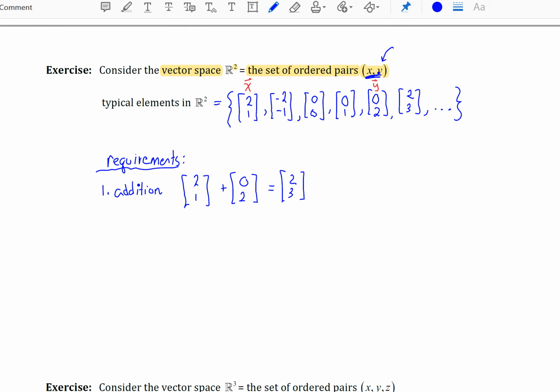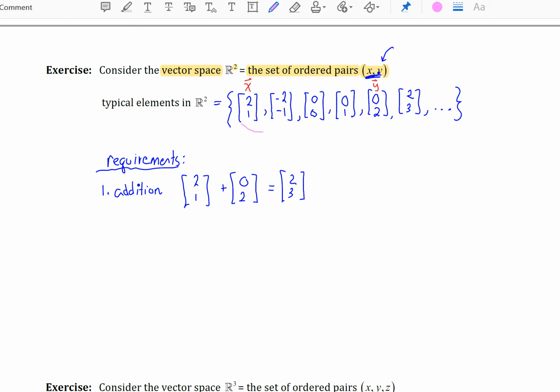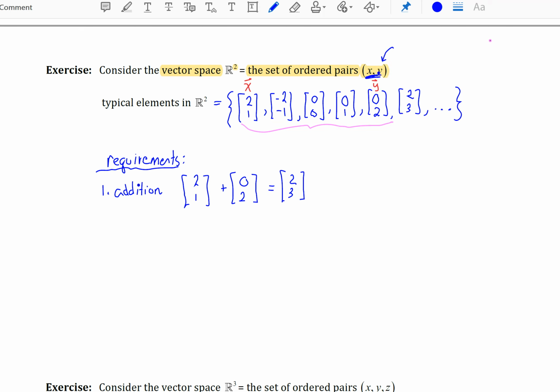And I ask, would this be true for any of the elements that we've listed so far? If you add any of these together, will any sum stay in R2? And I'd like you to say, yes, this is still an element of R2. This will always be an element of R2. And so we can satisfy the addition requirement.